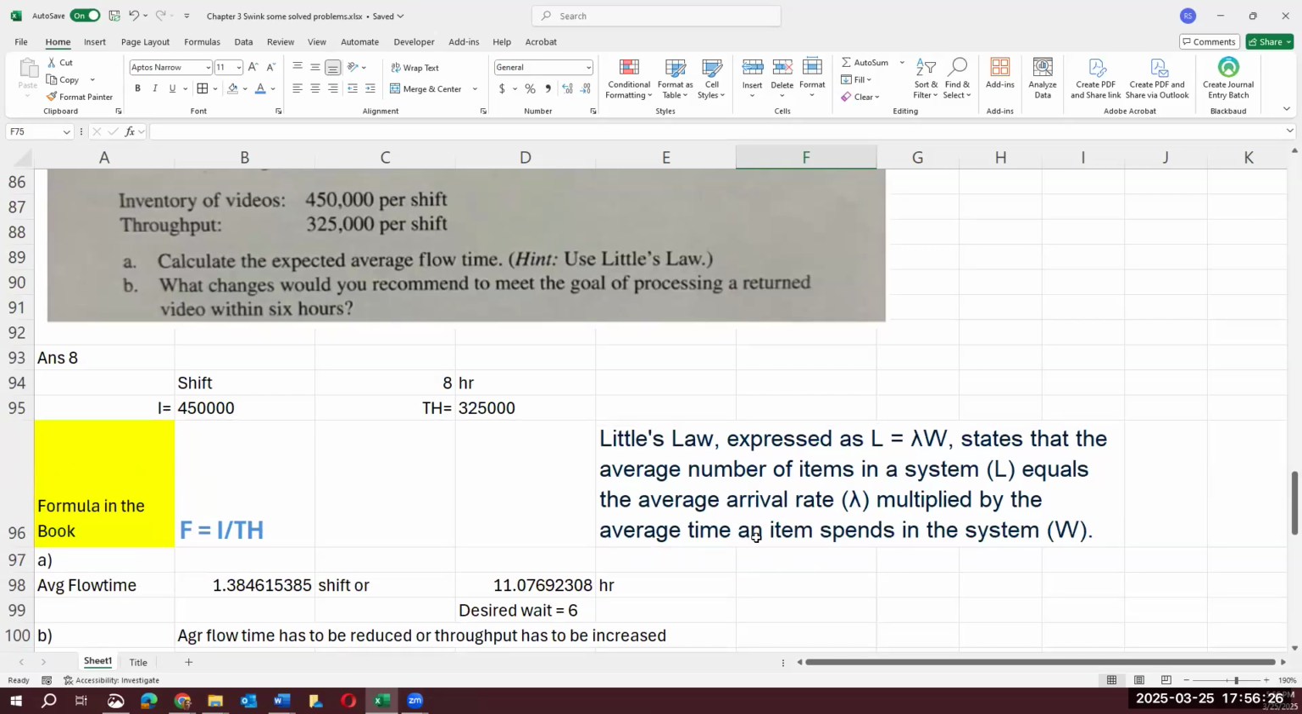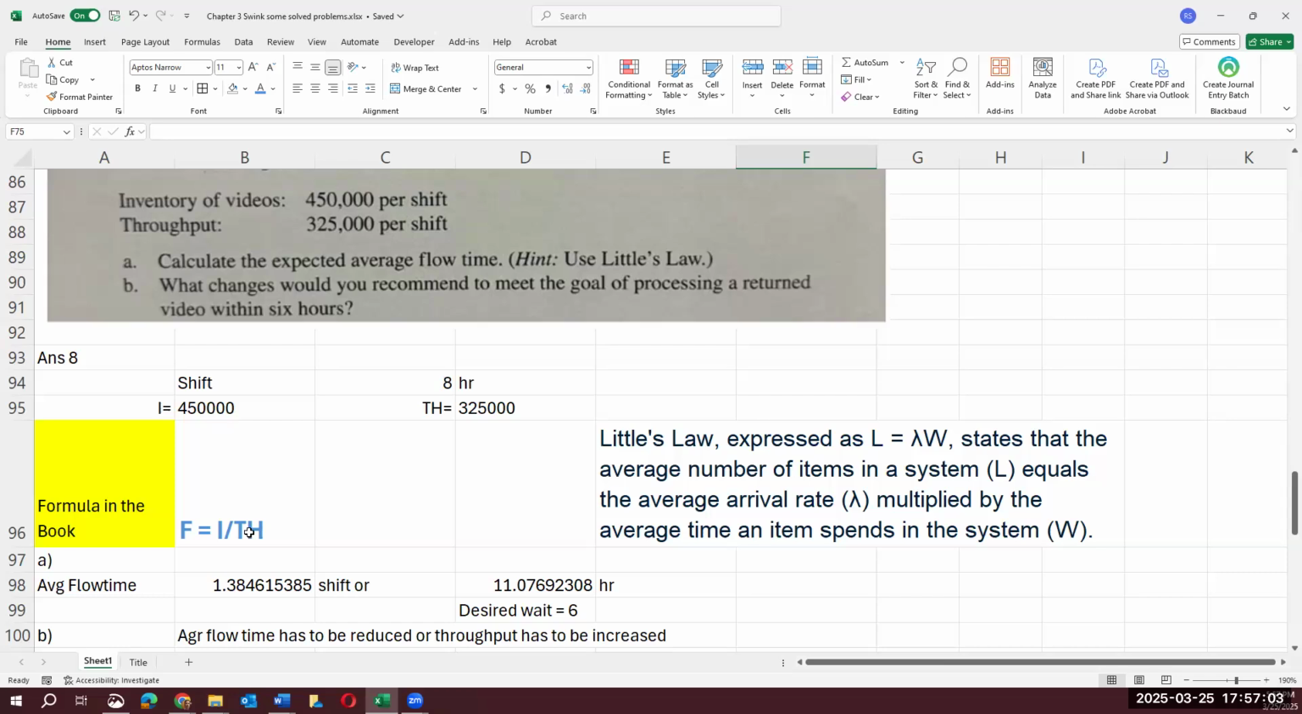W is the average time an item spends in the system, the average wait time or average flow through the system, and L is the number of entities sitting in the system, the average number of items or entities, people, equipment, machines, whatever that may be. The book uses the formula F equal to I over TH. It's the same formula. I is really L, F is really the wait time, and TH is the throughput time, which is the arrival rate or service rate, whatever they want to call it.